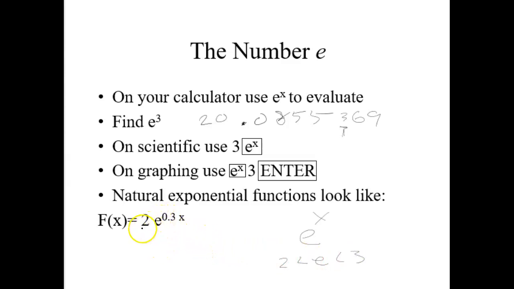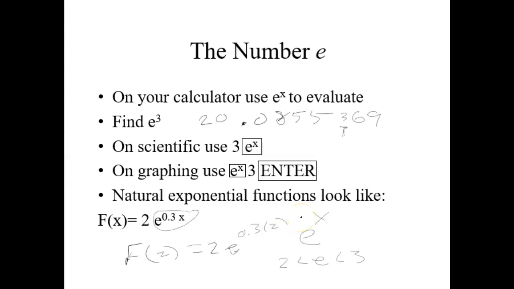But here, I cannot multiply 2 times e first. I have to do e to the 0.3x. Now, I'd like you all to try evaluating this on your calculator and tell me what you get. Make sure you can do this. I would like you to find big F of 2. I want to make sure you can do this on your calculator.